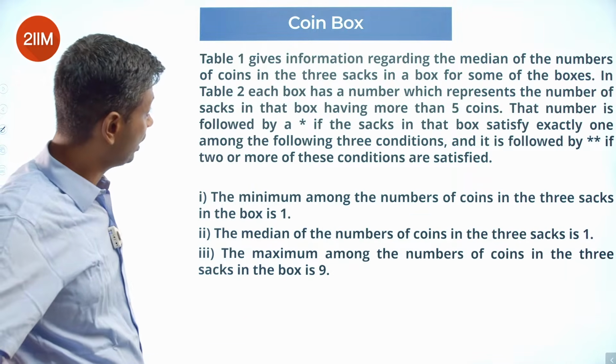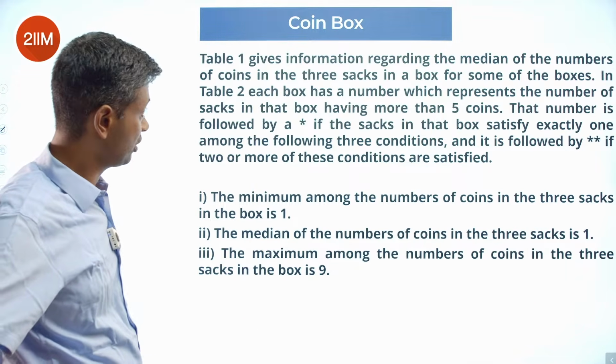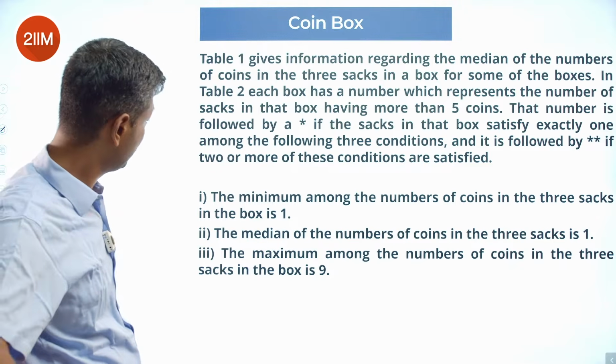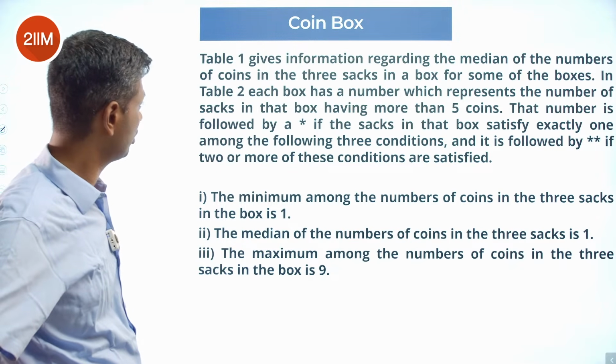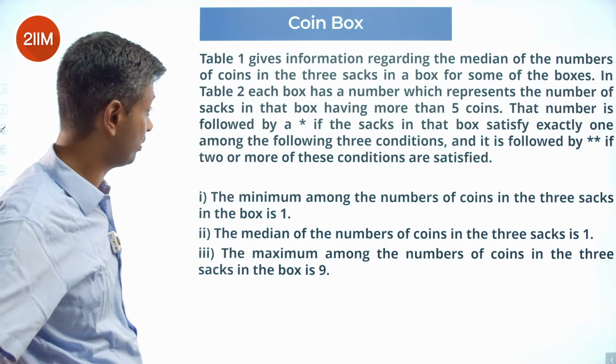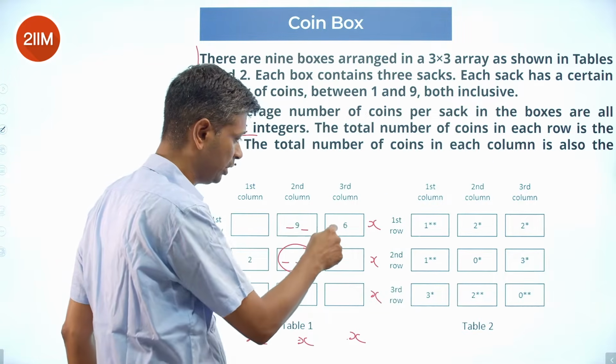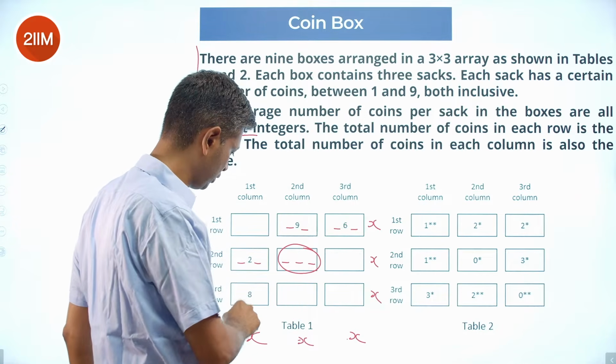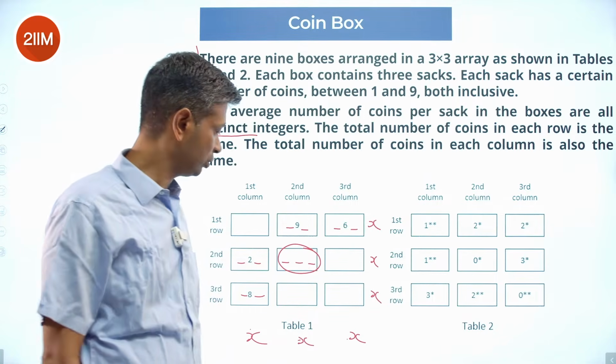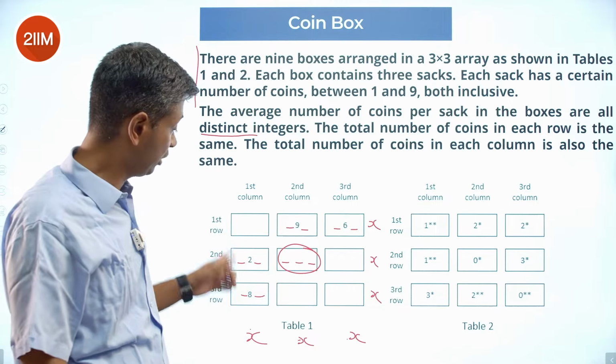Table 1 gives information regarding the median of the numbers of coins in the 3 sacks in a box for some of the boxes. In table 2, each box has a number which represents the number of sacks in that box having more than 5 coins. So the median of the 3 numbers is 9, median of the 3 numbers is 6, median of the 3 numbers is 8, median of the 3 numbers is 2, median of the 3 numbers is 8.